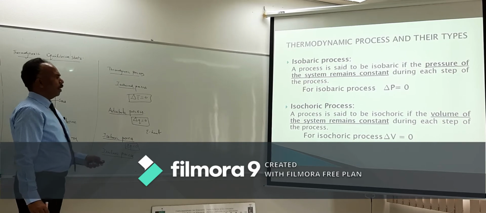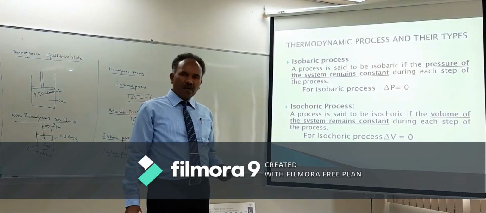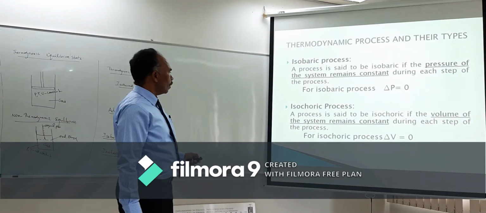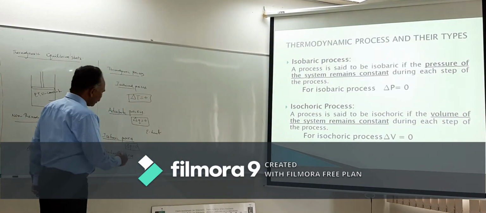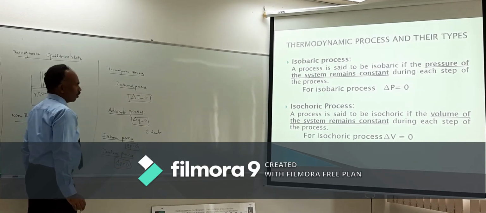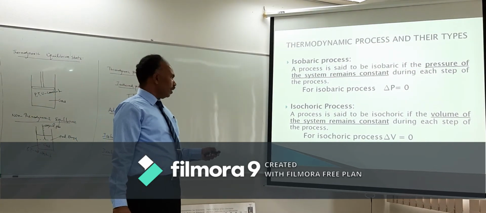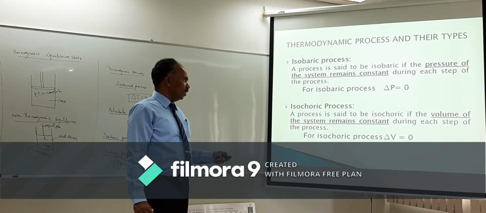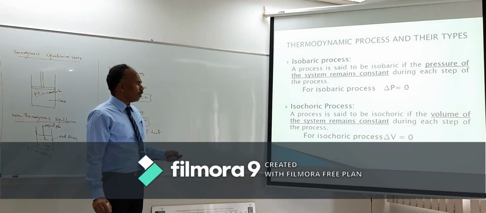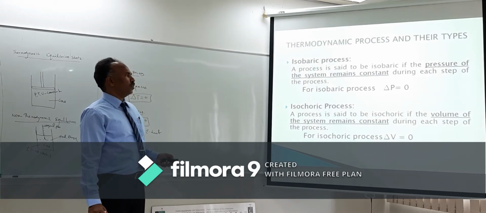Isochoric process: a process is said to be isochoric if the volume of the system remains constant during each step of the process. So for an isochoric process, the change of volume is zero, that is delta V is equal to 0. For an isochoric process, delta V is equal to 0.